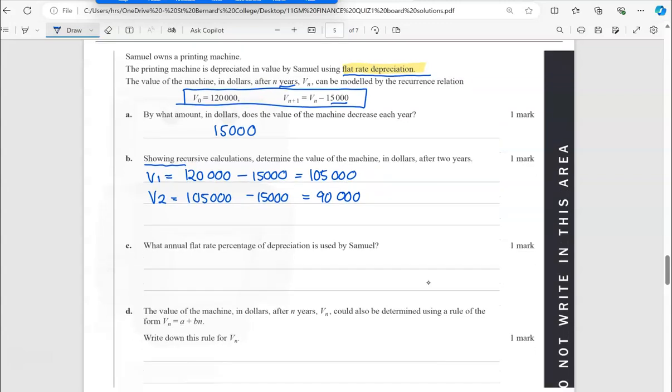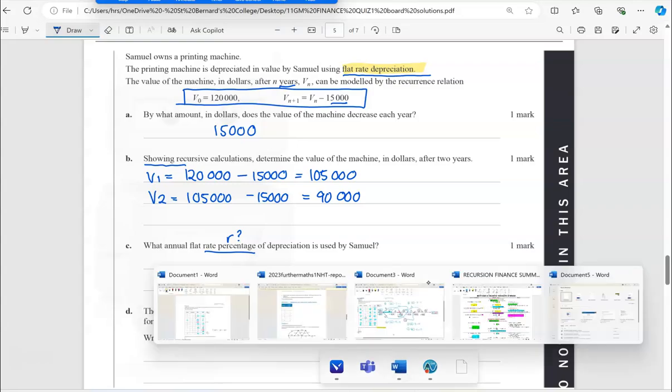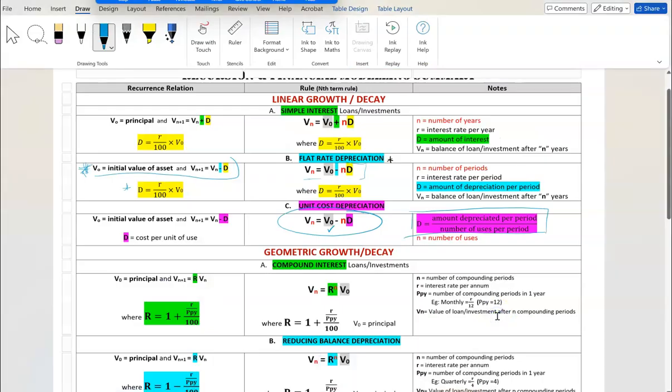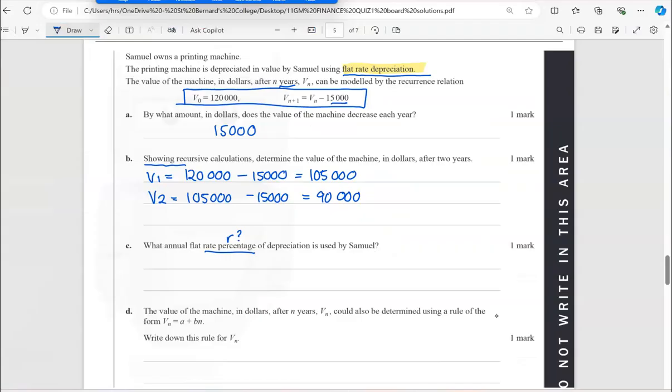Now, it's asking us what is the annual rate of percentage. So that is little r. So you're in flat rate, and you're looking at your formulas. If you look at your formulas, you're in flat rate and you want little r. So you've got little r in this bit, if you like. So let's use that formula. If I go back here, D equals little r over 100 times VO.